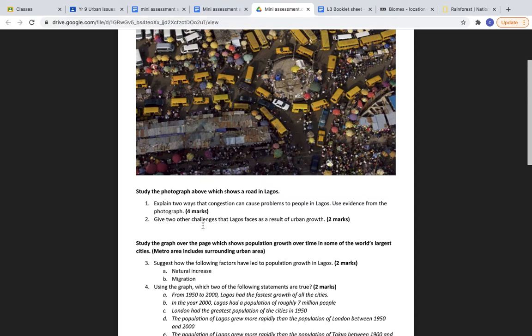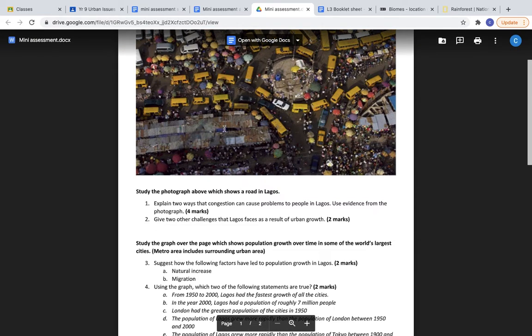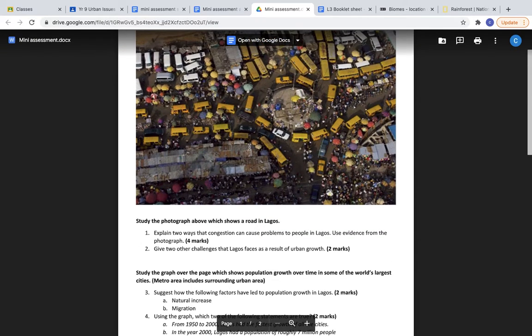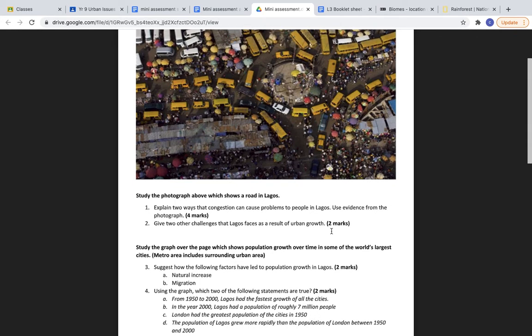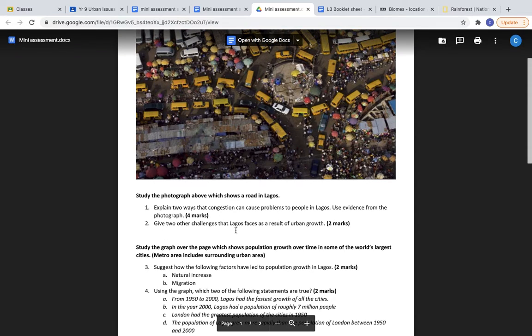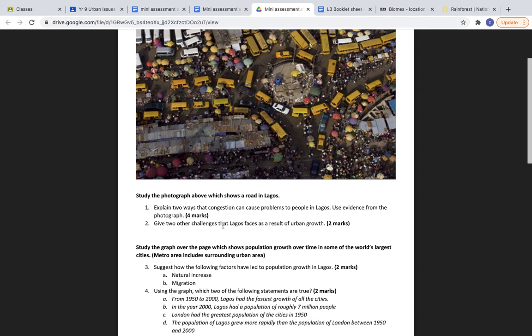Question 2, you need to name 2 other challenges that Lagos faces as a result of urban growth. So you can use the photograph as well as reference to try and help you, and you can just name 2 different other challenges. You don't need to explain these because it's only 2 marks, but make sure you include 2. One thing I will say here is that you can't use congestion again. So congestion is traffic. We're not allowed to use that answer again because we've already seen it.